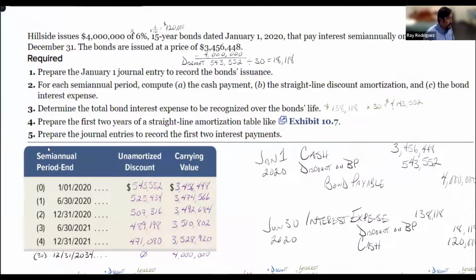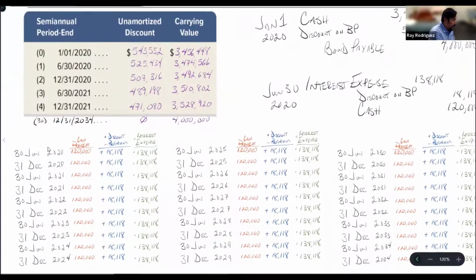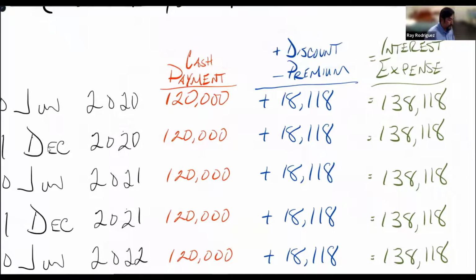For each period, compute the cash payment, the straight line discount, and the bond interest. So that's what I've done here. The cash payment is still 120. The problem is exactly the same. It's still the 4 million times the 6%, I think it was, times the twice a year. The adjustment for this is a discount. So the adjustment for the discount is going to be added.